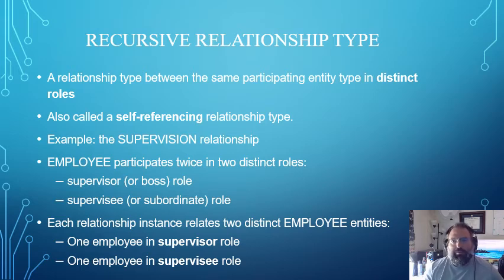You can actually have it where there's more than one entity involved. Each relationship instance relates two distinct employee entities. One of them is going to be a supervisor and one of them is going to be the supervisee.